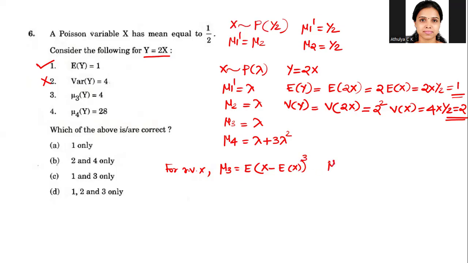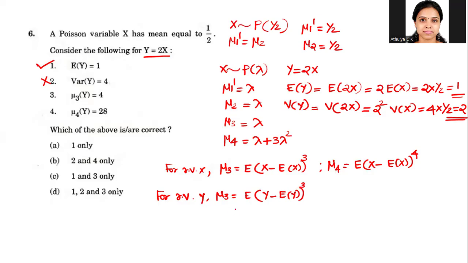If it is mu4, in terms of expectation it can be written as mu4 is equal to the expected value of x minus expected value of x, all raised to 4, right? So here we need to find out mu3 of y. For random variable y, mu3 is equal to the expected value of y minus expected value of y whole cube, right?